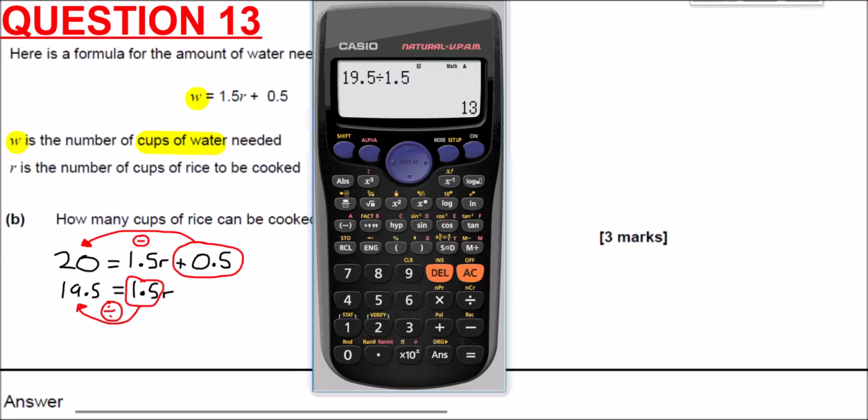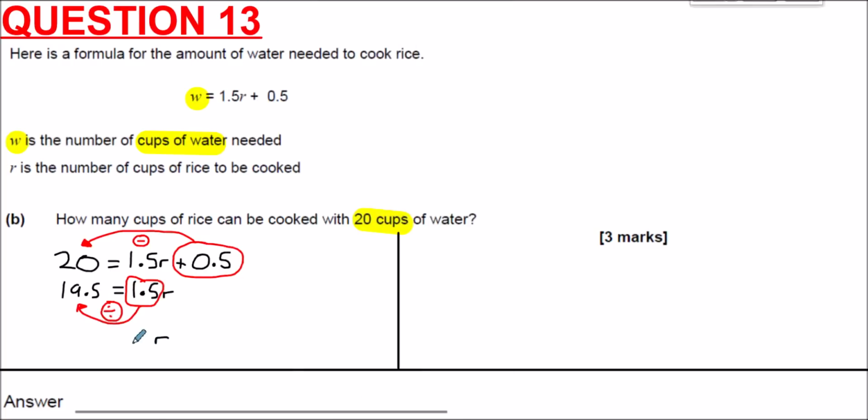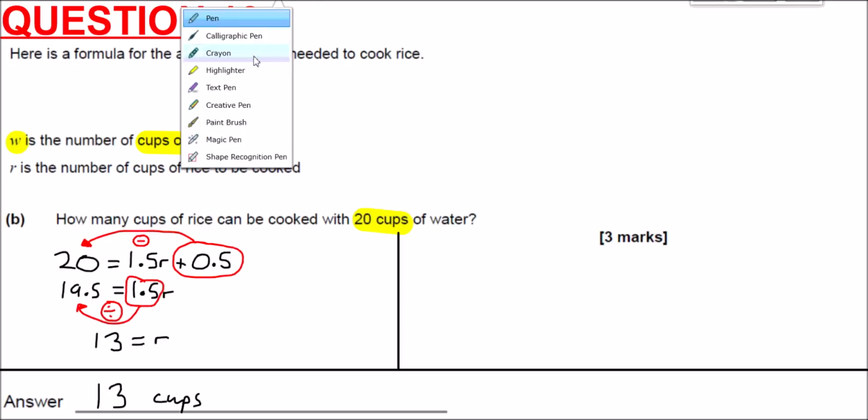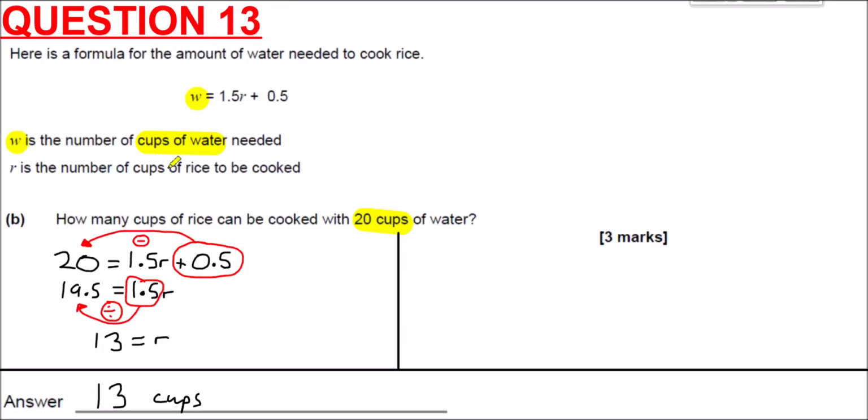Which is 13. So we can cook 13 cups of rice using 20 cups of water. Another way this could be done, just to show you another method, is we can start the equation off with what we're wanting to find out. So we're wanting to find out how many cups of rice we can cook, which after all is what R represents.